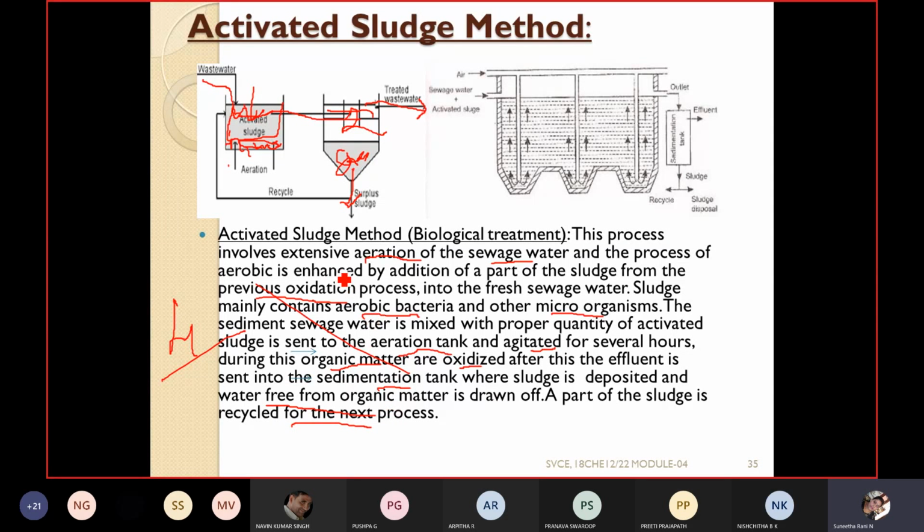So this is very important in the secondary treatment. Secondary treatment we usually call biological treatment. What happens here? This chamber is usually called the activated sludge chamber.